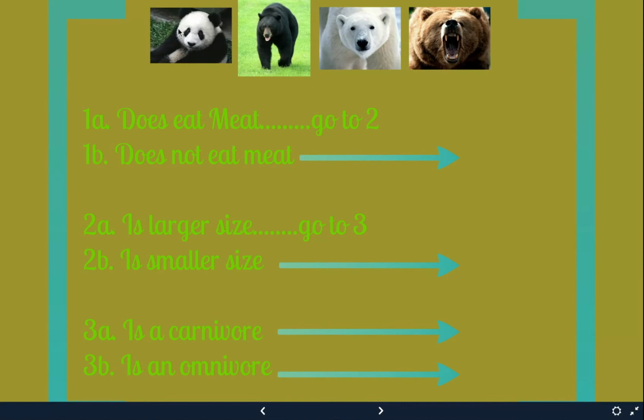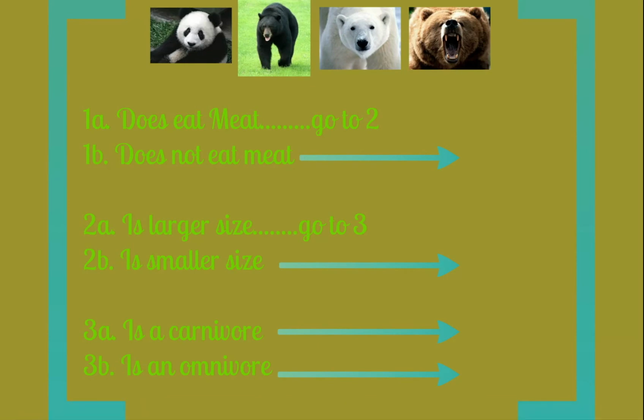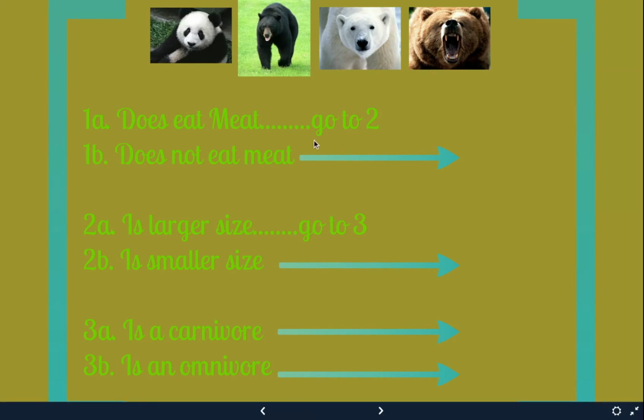All of these belong to the class Mammalia. The order is called Carnivora. That means, yes, they do eat meat. So if they do eat meat, then go to number 2. Are these animals large in size? Yes, go to number 3.